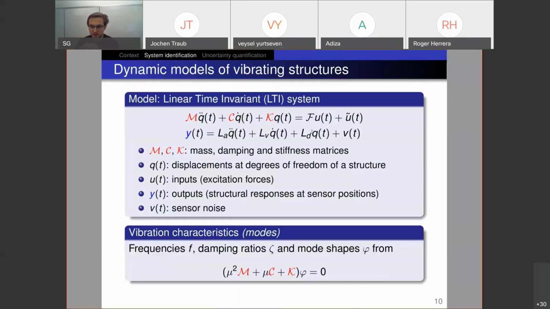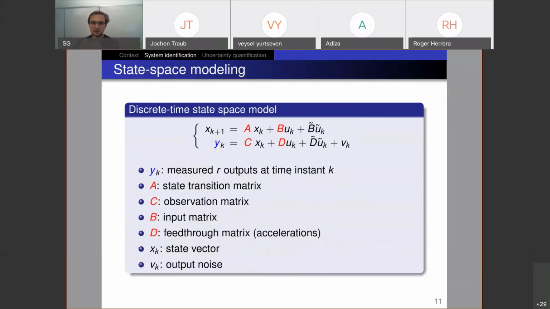Now the problem is that we have our input-output data, or output data in the context of operational modal analysis, and we'd like to compute the modal parameters of our system. The problem is that it's very hard to estimate M, C, K directly from data, but still we'd like to estimate modal parameters. For that we can use a different modeling of our system, namely a state space model, which transforms the second-order differential equation of motion into two first-order equations.